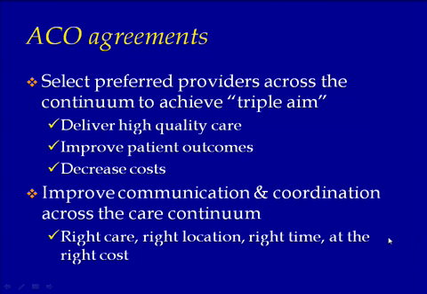So in our accountable care organizations, there's a lot that's going on related to the triple aim, which is deliver high quality of care, really improve our patient outcomes, and at the same time, reduce the costs that are associated with that care. And a lot of it is right in that arena of improving communication and coordination across the continuum of care, which is where I started in the beginning. So it's really trying to help us find right care, right location, right time at the right cost. And in brief, that really is the aim.